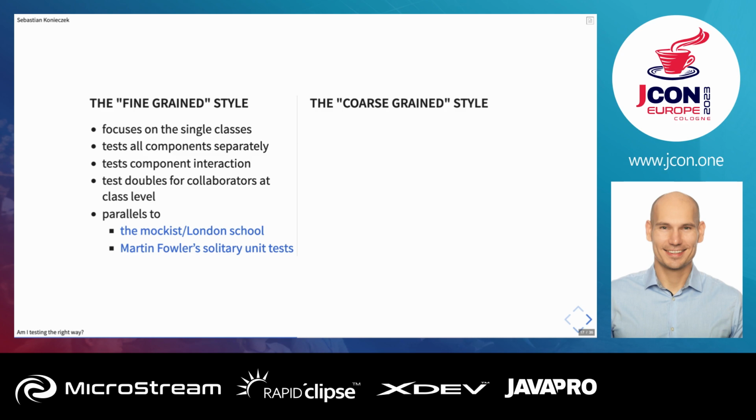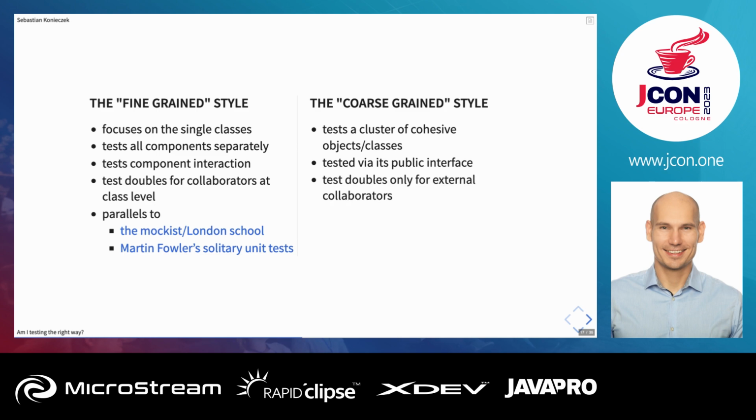The coarse-grained style, in contrast, sees a cluster of cohesive objects or classes as the unit, and the unit is then only tested via its public interface. We saw the public interface before. This is the method of the calculator, but we will see that in detail later. When we create test doubles or fake objects, we only do this for external collaborators, so maybe database connections or other services we need to call within our feature. But all internal components will never be replaced by test doubles. This style has parallels to the classic or Detroit school of test-driven development.